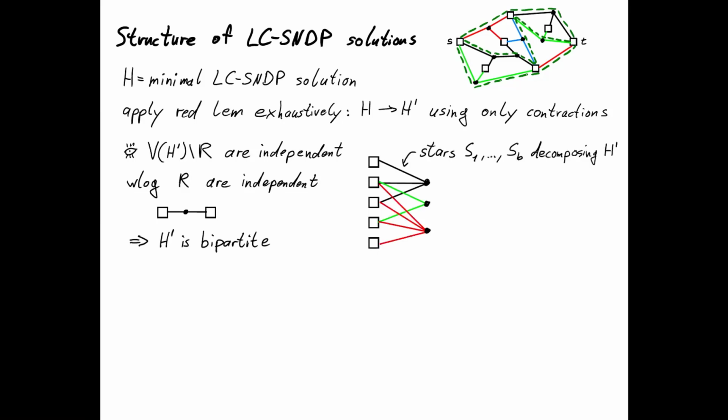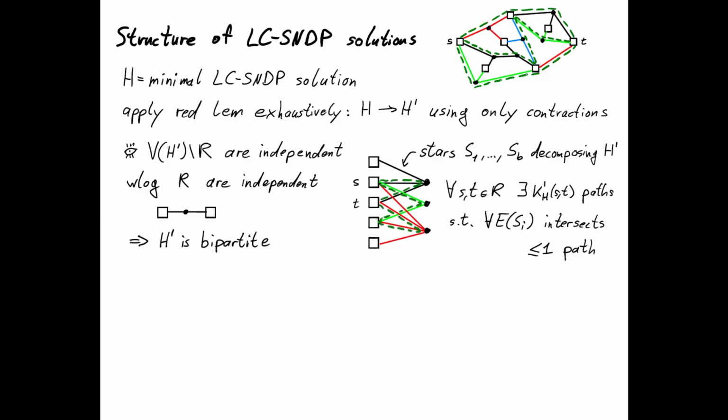And because it's bipartite, I can actually decompose it into stars like this. I just take any non-terminal vertex and make it the center of the star. And the observation is now that, if I look at any terminal pair, then I have all these element disjoint paths, and they have this property that I was aiming for, that no two of them use the same star, because if they went through the same center vertex, they wouldn't be element disjoint. Okay, so that's a start.